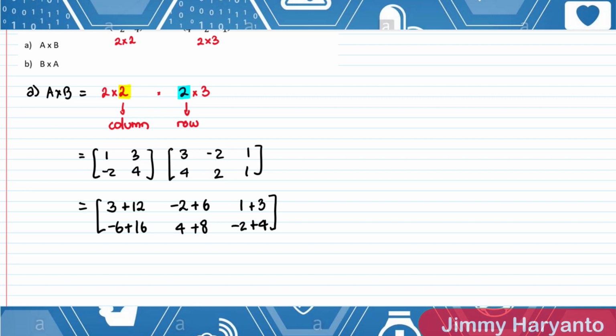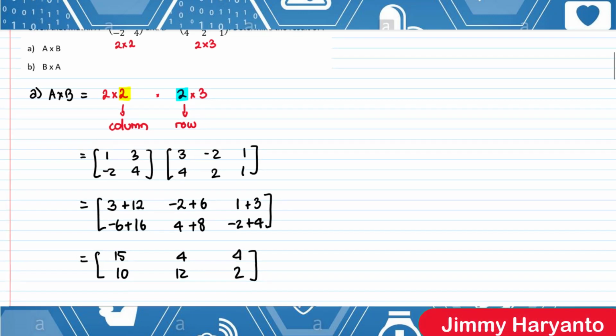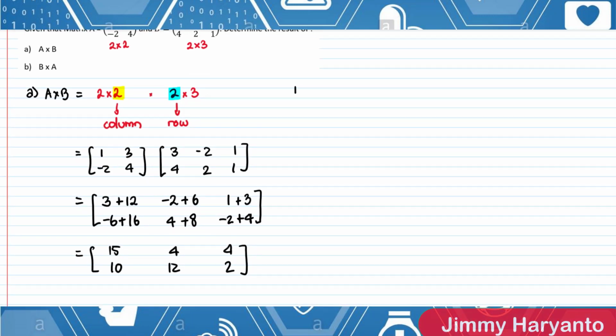So the result will be 15, and then after that is 4, and then 4. Also, this is 10, this is 12, and this is 2. There you go. This is A times B. How about B times A?